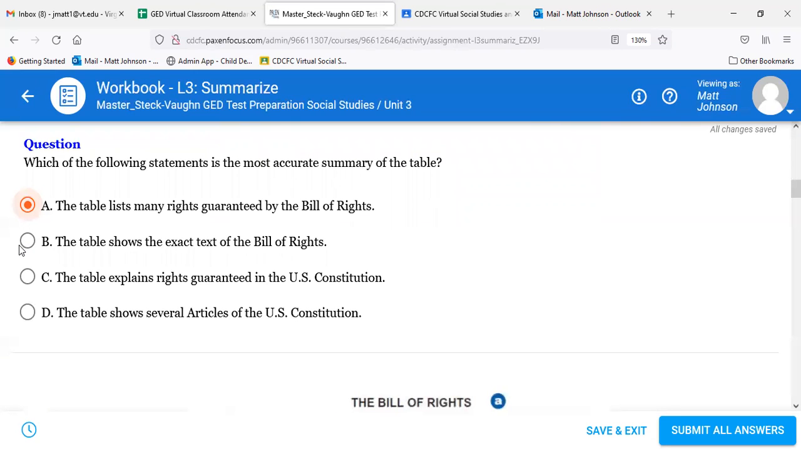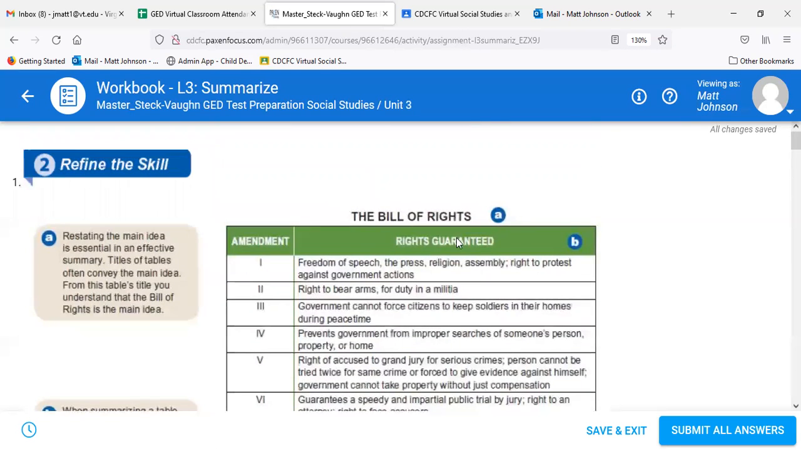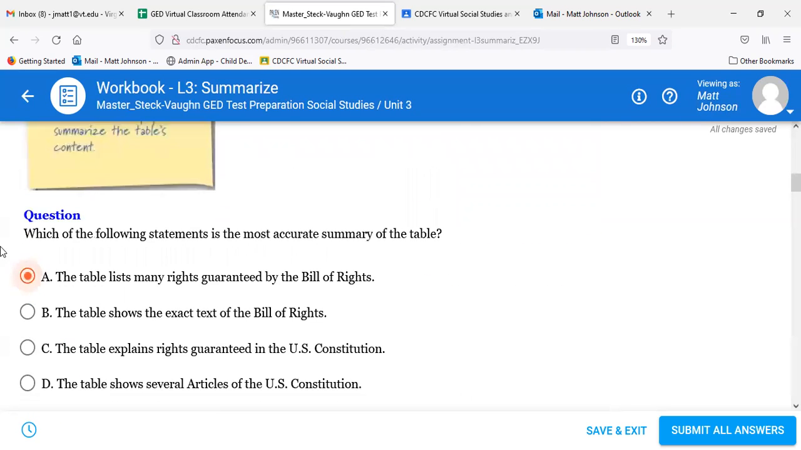And we can eliminate the other ones. It doesn't show the exact text, or I mentioned that it's a summarization. Explains rights guaranteed in the U.S. Constitution, only in the Bill of Rights, right? And it mentions that in the title, just the Bill of Rights, not the entire Constitution.